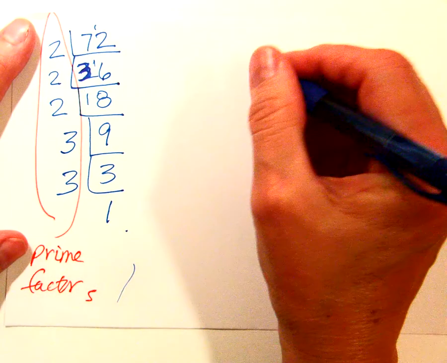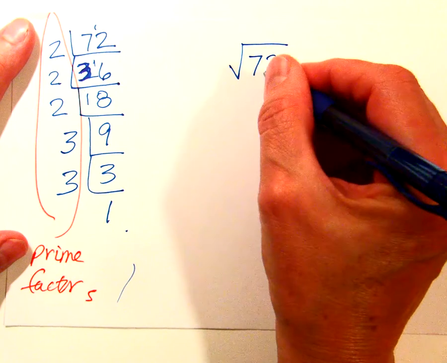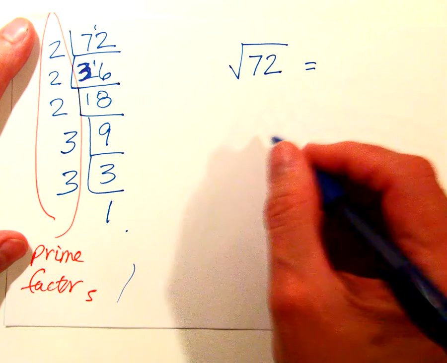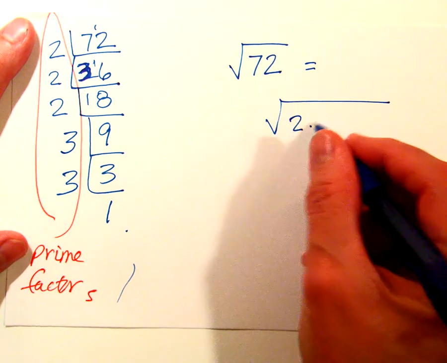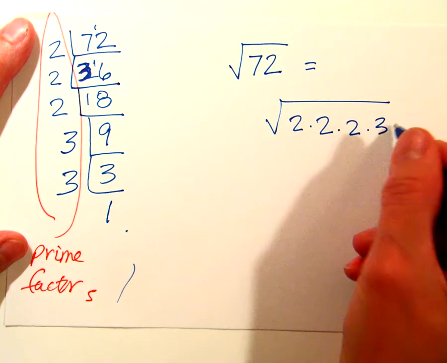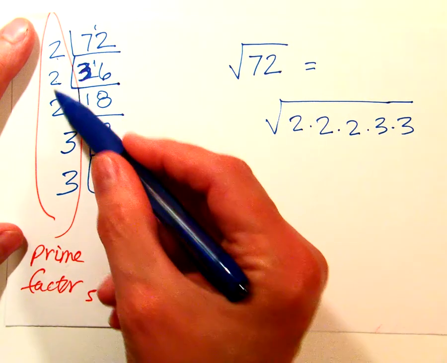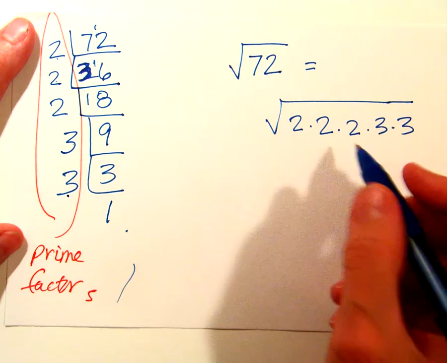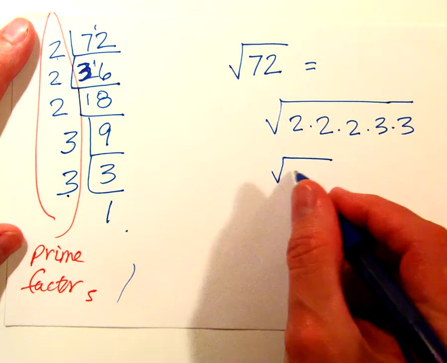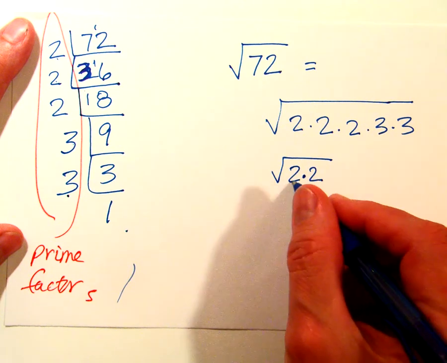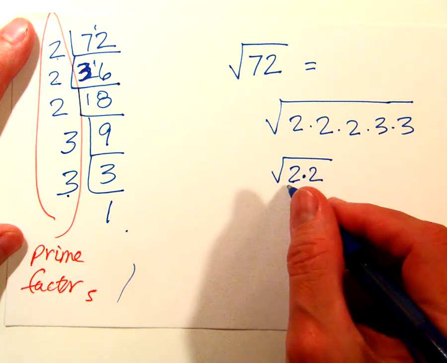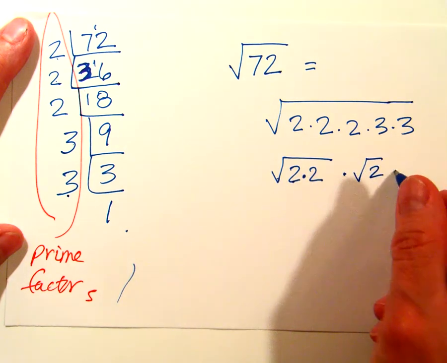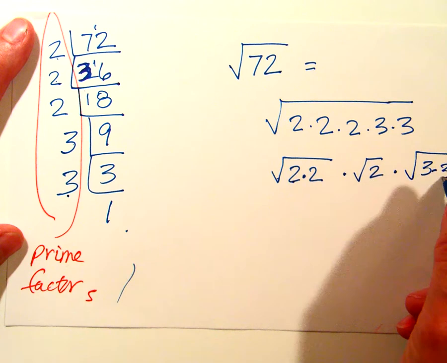Okay, on radicals, so if I want to simplify the square root of 72, the square root of 72 equals the square root of 2 times 2 times 2 times 3 times 3. We can split these up into individual radicals. The square root of 2 times 2. There's 2 of them. It's the square root, the second power. You square it, you unsquare it. Then times the square root of 2. Then times the square root of 3 times 3.